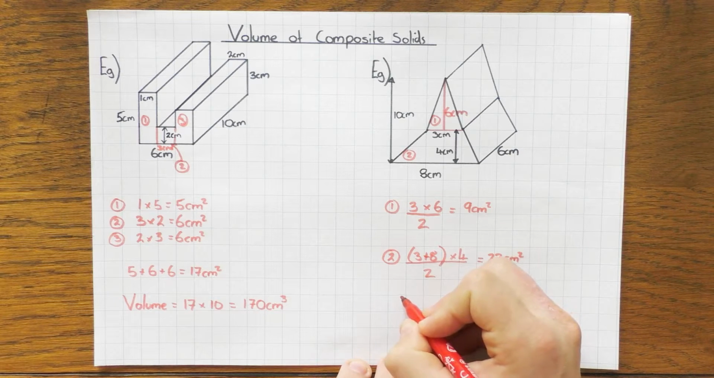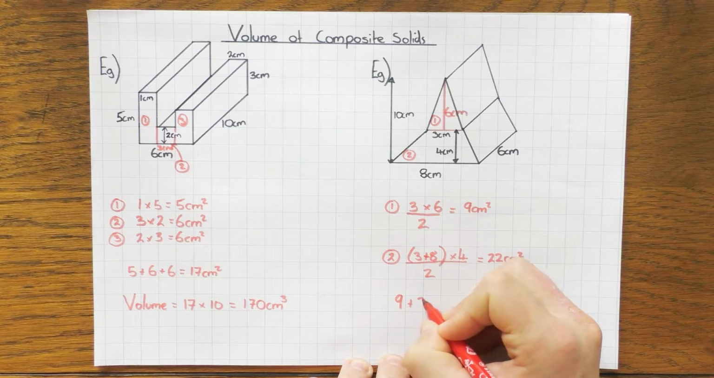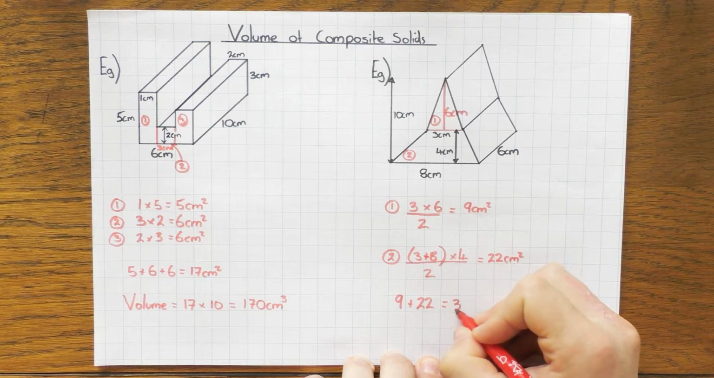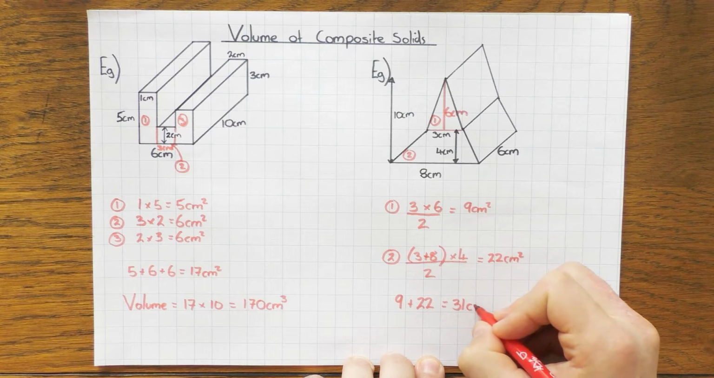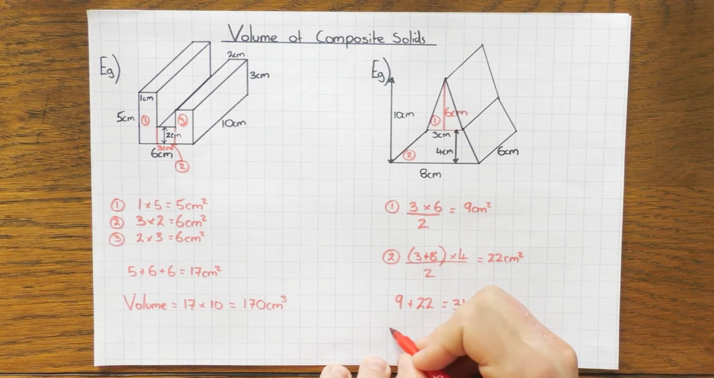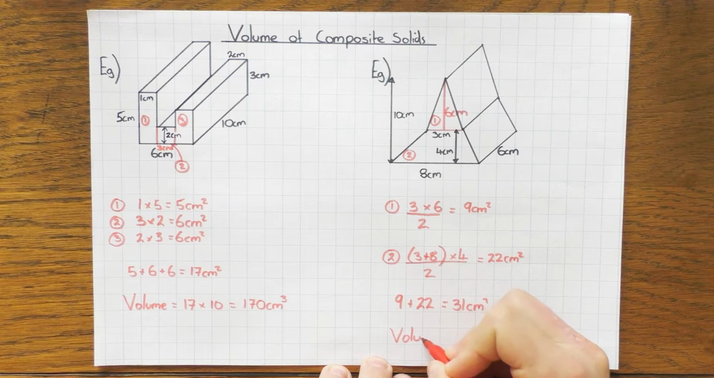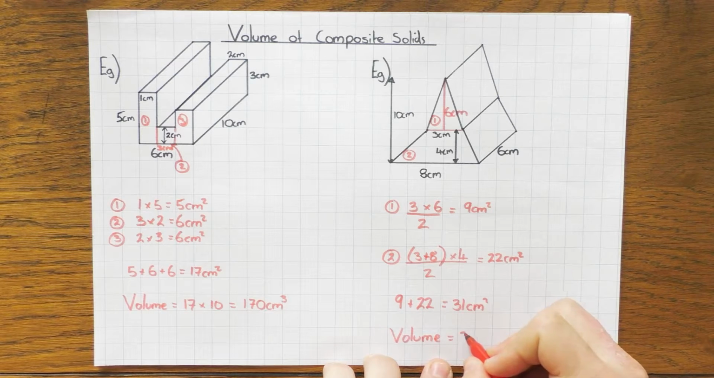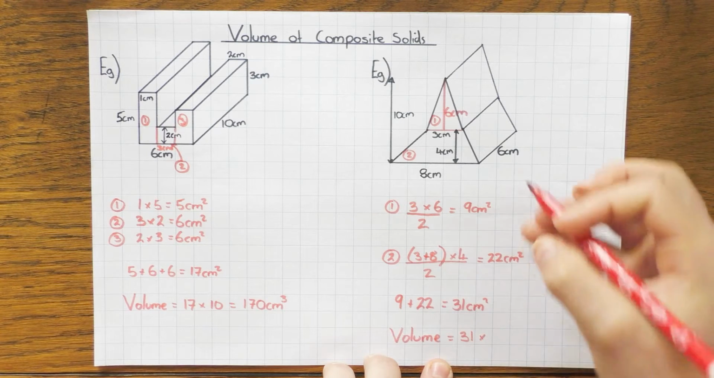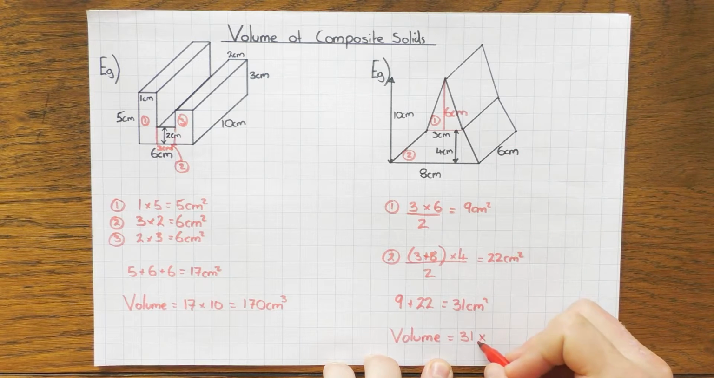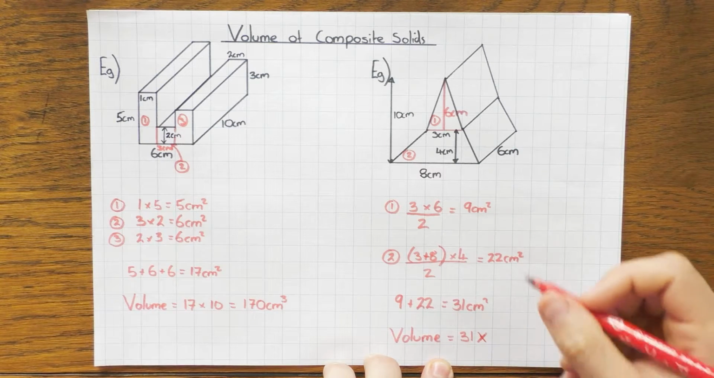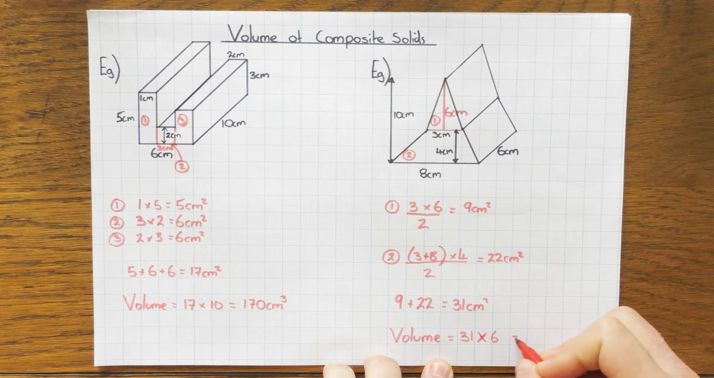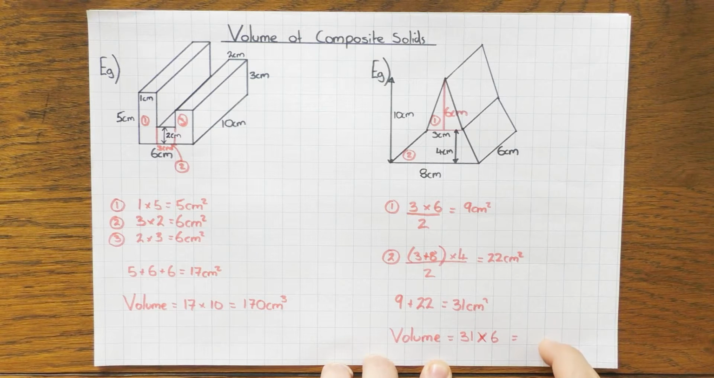So I'm going to have 9 plus 22, which of course is 31 centimetres squared. So to work out the volume, or to finish this off, we just do the area, which we just worked out is 31, times it by the length of the prism, which is 6, and 31 times 6.